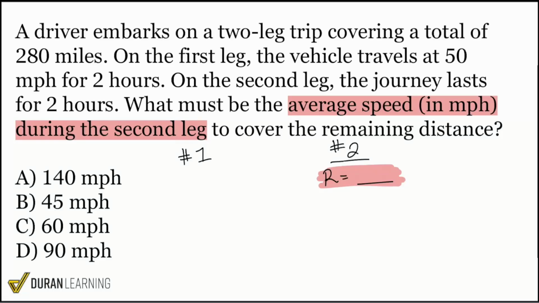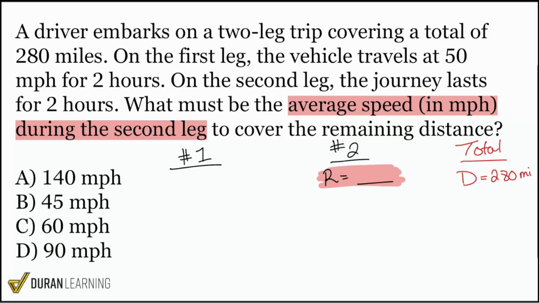Good. Now let's do ourselves a favor and calmly collect the information so we can make some decisions. So here's what we start off on. First sentence, a driver embarks on a 2-leg trip covering a total of 280 miles. Okay, let me go ahead and write that down. That's going to be important information. I'm going to say the total distance is 280 miles. Okay, sounds good.